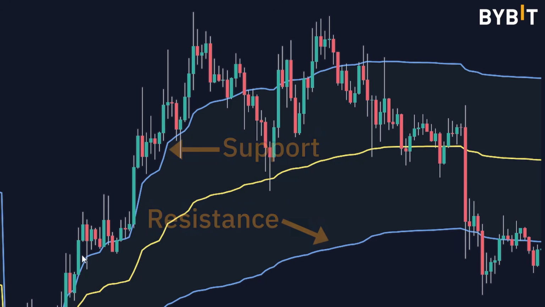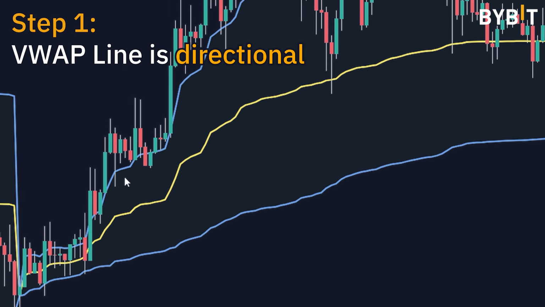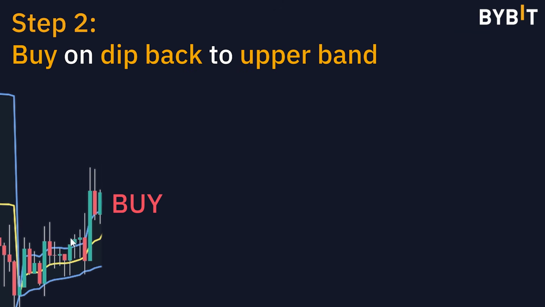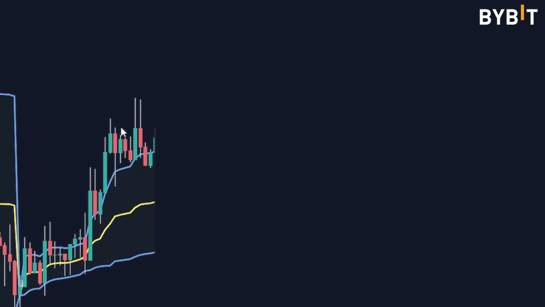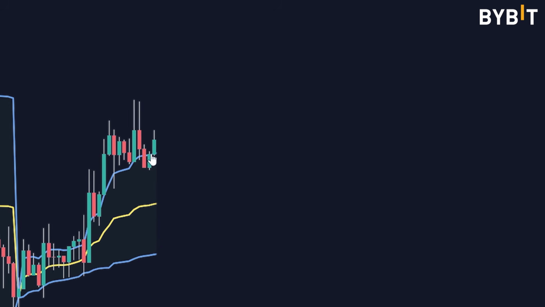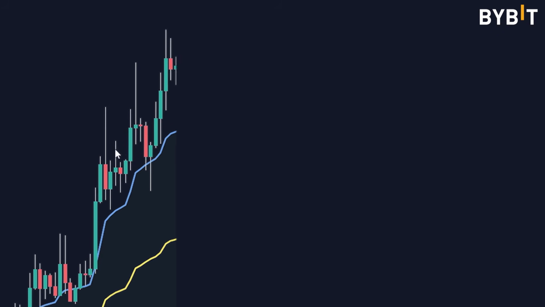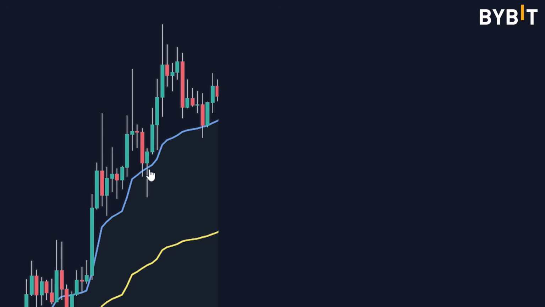So what you would do when you get a directional bias of the VWAP line and of the bands is you would want to buy when it comes back to revisit and retest the upper band. If we take a look here, the market is figuring out what direction it wants to go. It starts to break out higher. So you could use this consolidation back to the band as a means to buy. And then it breaks out further, and then it comes back to the band to consolidate.